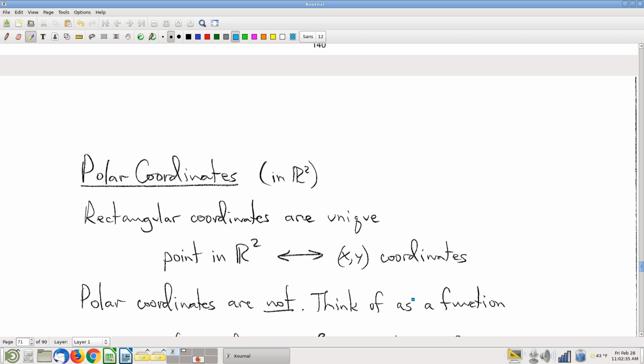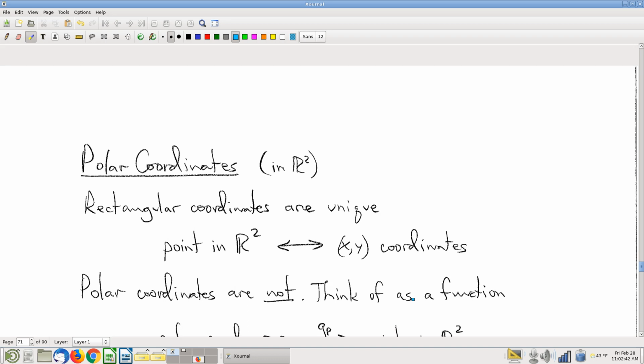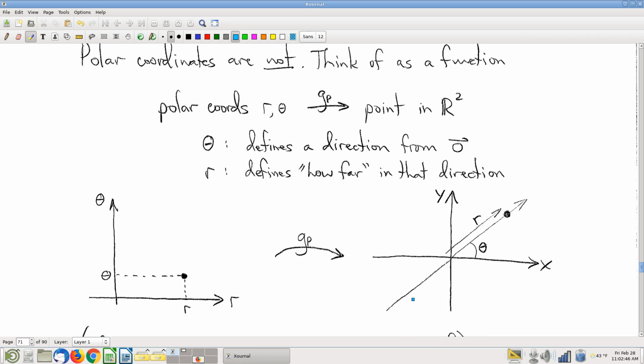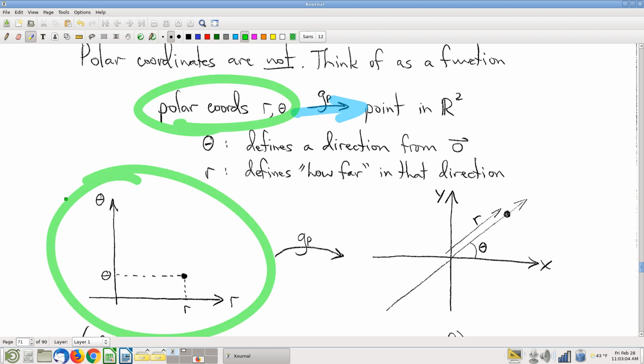Please kind of set that aside. Let me give you a new foundational point of view on polar coordinates. So here's the idea. Polar coordinates, I want you to think of them as a function. In some sense, we're not even really going to think of them as coordinates exactly, but think of polar coordinates as a function. So specifically, we've got a function, and the domain is going to be the r theta plane.